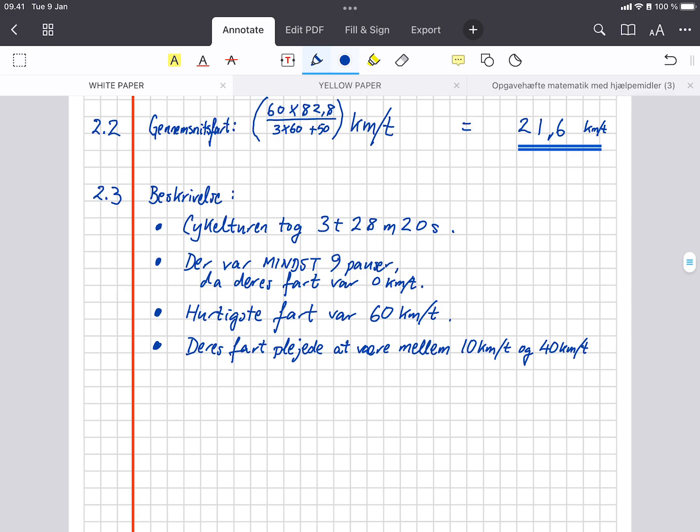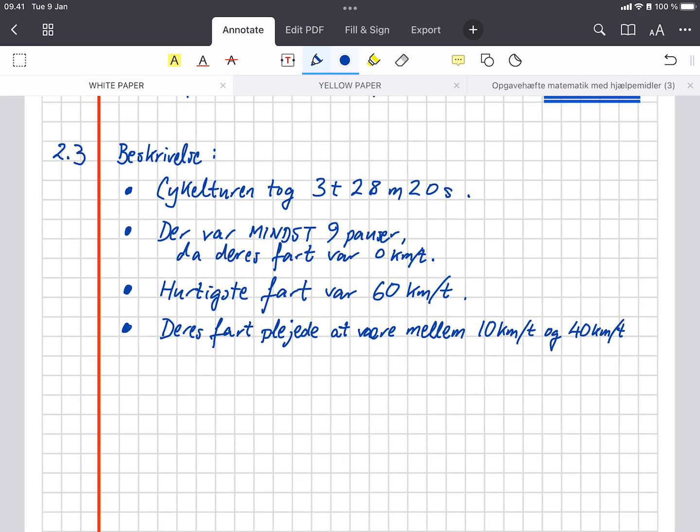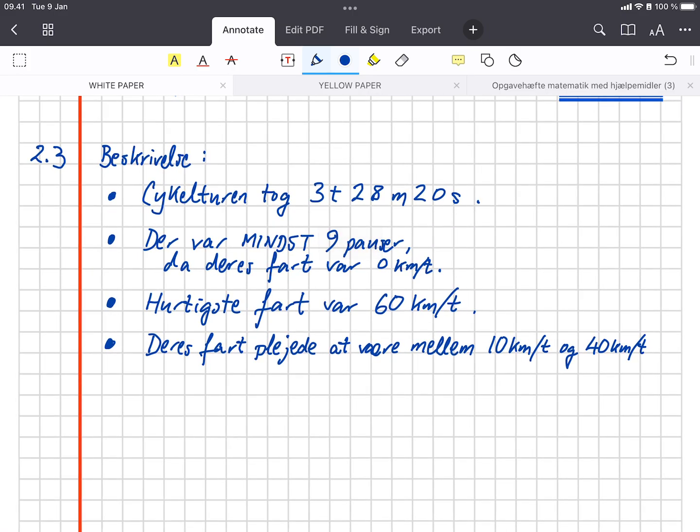Okay, so their speed was usually between 10 kilometers an hour and 40 kilometers an hour. If I have made a glitch in the Danish, do write it in the comments. I won't read the comments.